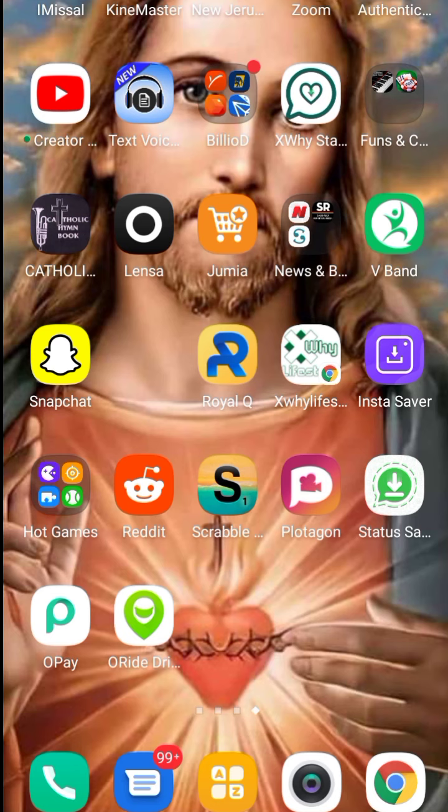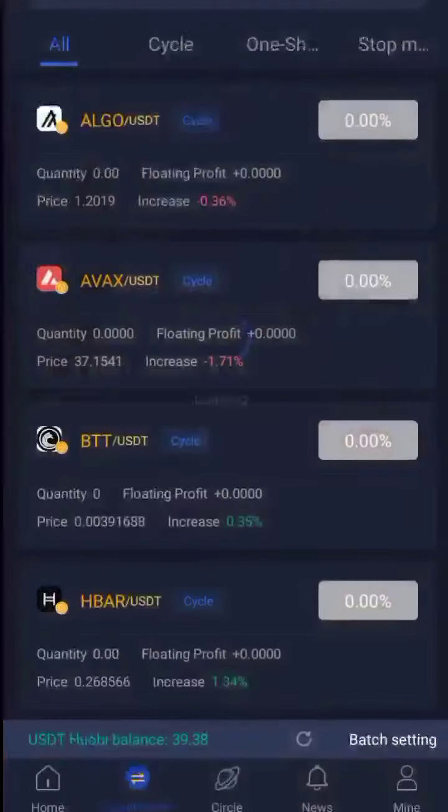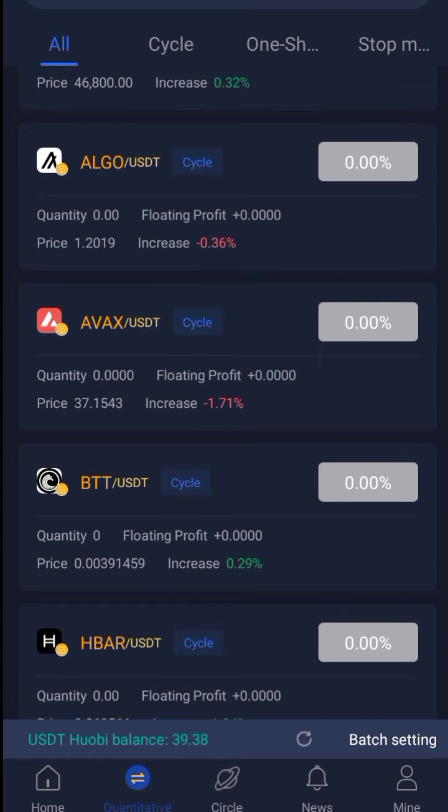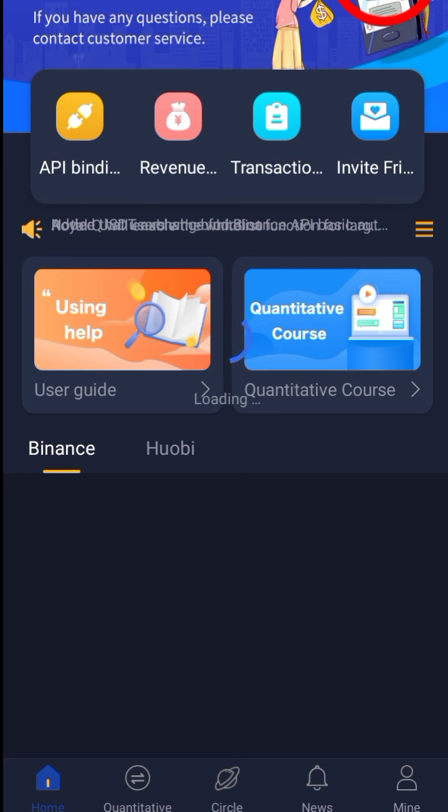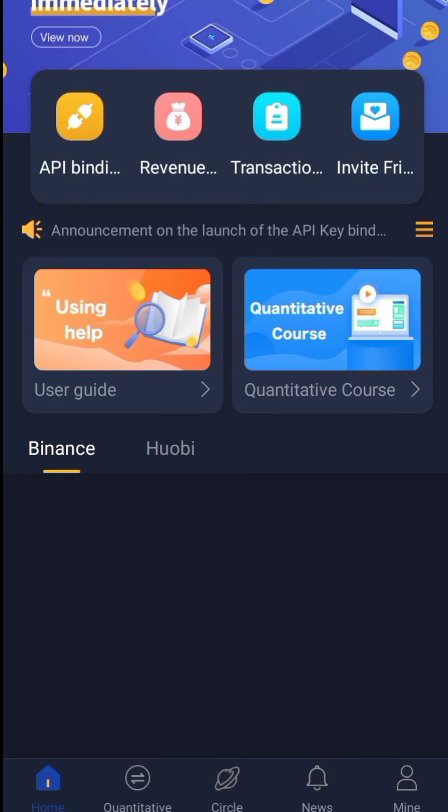Today we'll be talking about how we can trade using RoyalQ. We've talked about how to connect the API, so go ahead and open RoyalQ. Opening RoyalQ, from the home we can see the home.